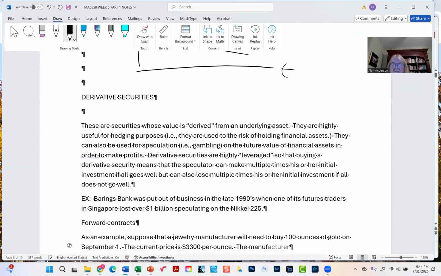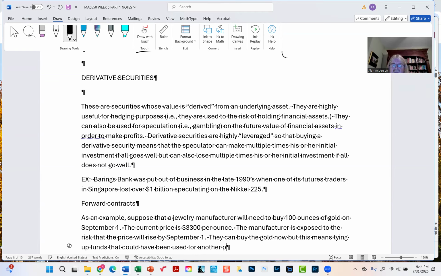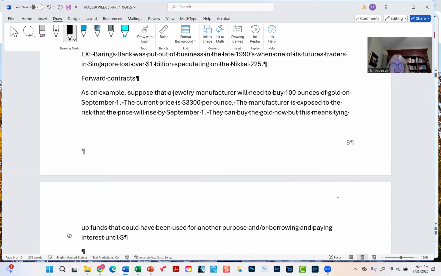The manufacturer is, of course, exposed to the risk that the price will rise by September 1st. Now, what can they do about it? Well, they can buy the gold now, but this means tying up funds that could have been used for another purpose, or borrowing and paying interest until September.